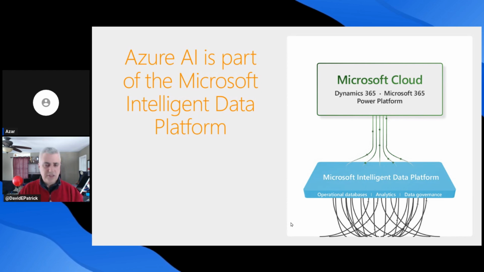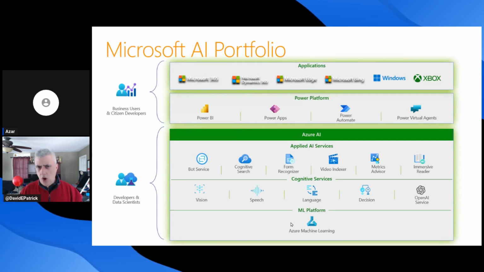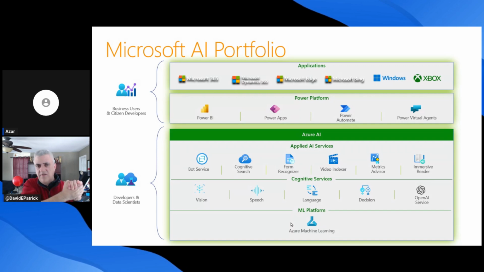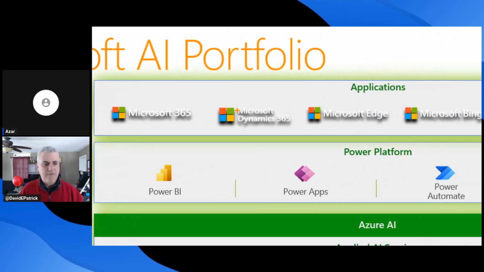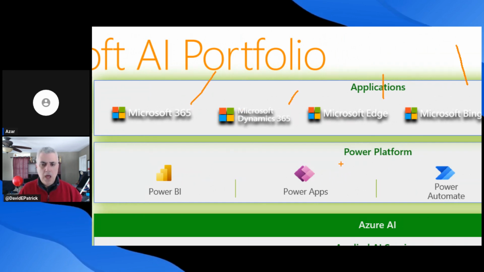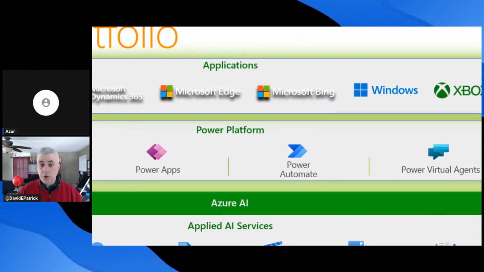Dynamics 365, Microsoft 365, the Power Platform, which we're going to look at. It really is everywhere. And there's two audiences that Microsoft is targeting: the business users and the citizen developers, sort of those power users. That's all the Power Platform, right? So 365, Dynamics, Edge, Bing, Xbox, Power BI. There's AI to help us write DAX equations. There's AI to help us build our Power Apps. We'll see a demo of that where we take an Excel spreadsheet and turn it into an app using AI.